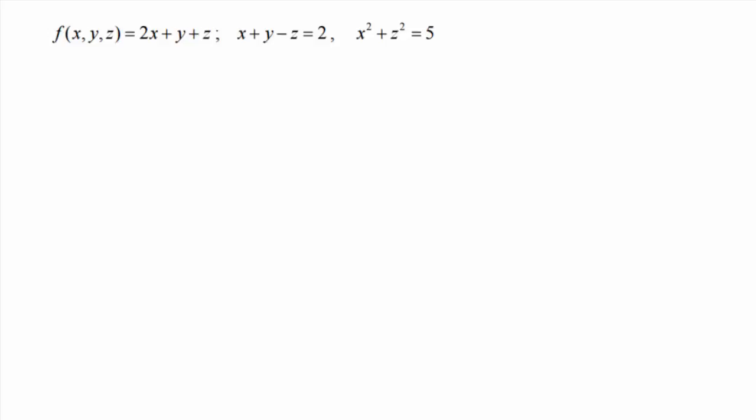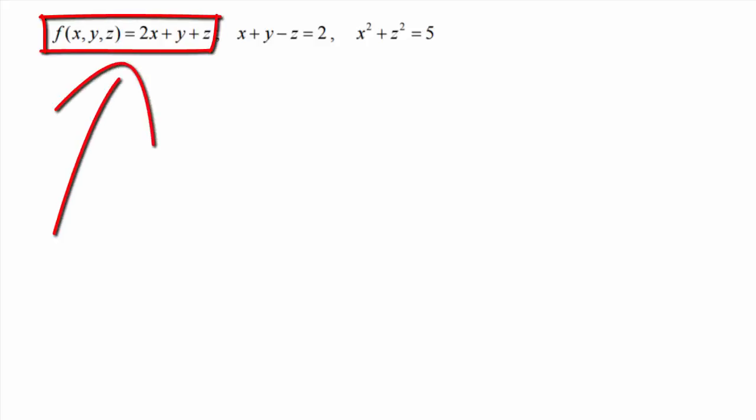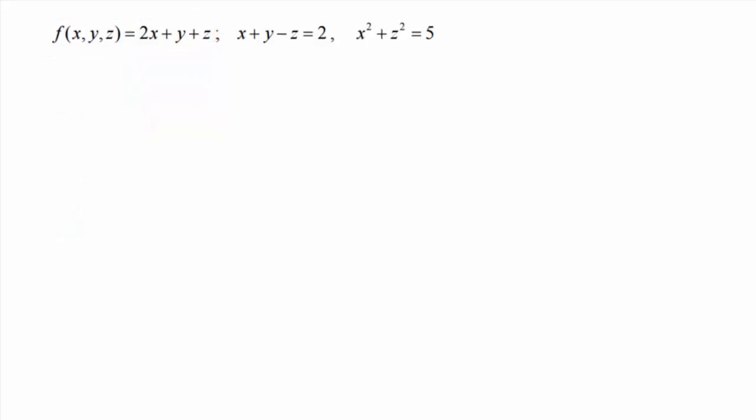Okay, we want to use Lagrange multipliers to find the extreme values of f of x, y, z equals 2x plus y plus z. I suppose this is a linear equation, right? But it doesn't graph, it's a hyperplane, I suppose, right? Because it has 3 input variables and 1 output variable, 4 variables altogether. So f is not a plane, it's a hyperplane. And then it has 2 constraints.